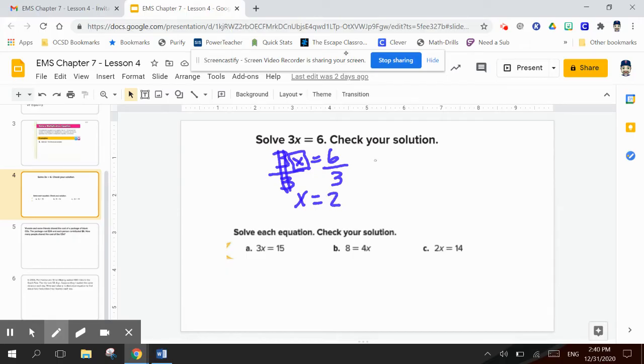And to check that, I take 3 times 2. 3 times 2 is 6. Does 6 equal 6? Yes. So 2 is the solution to that equation.